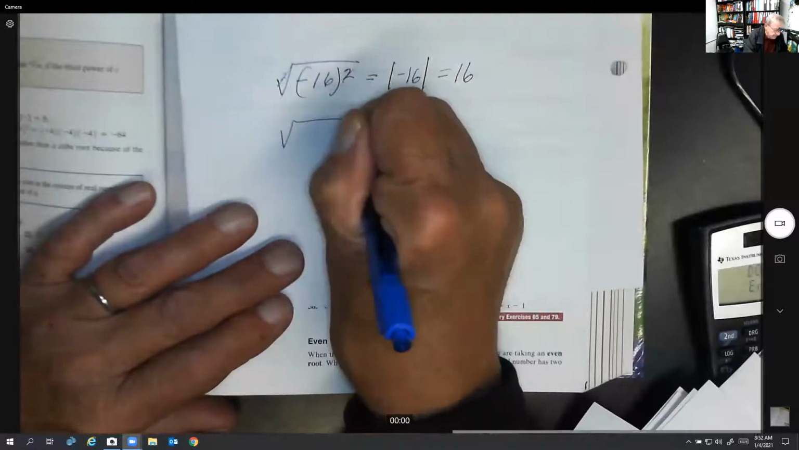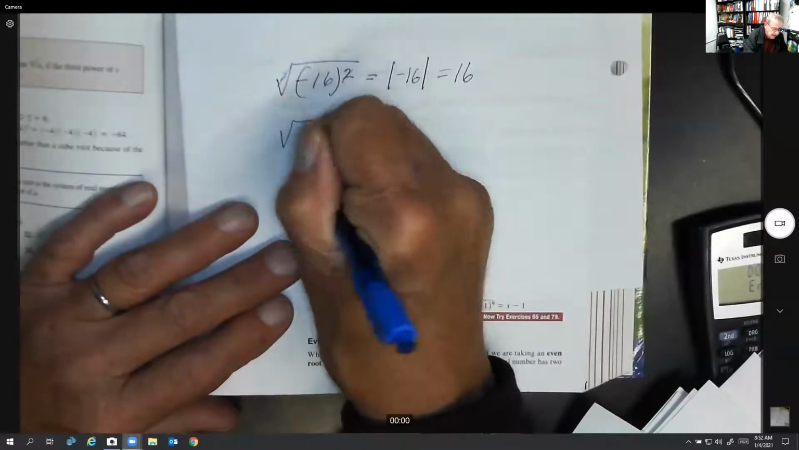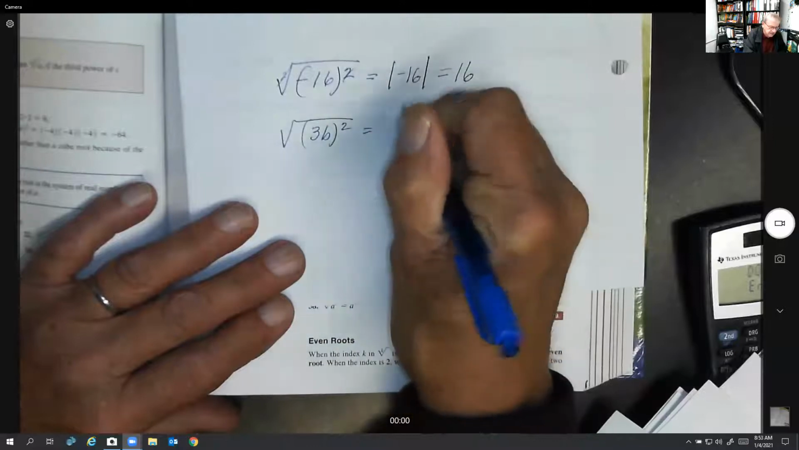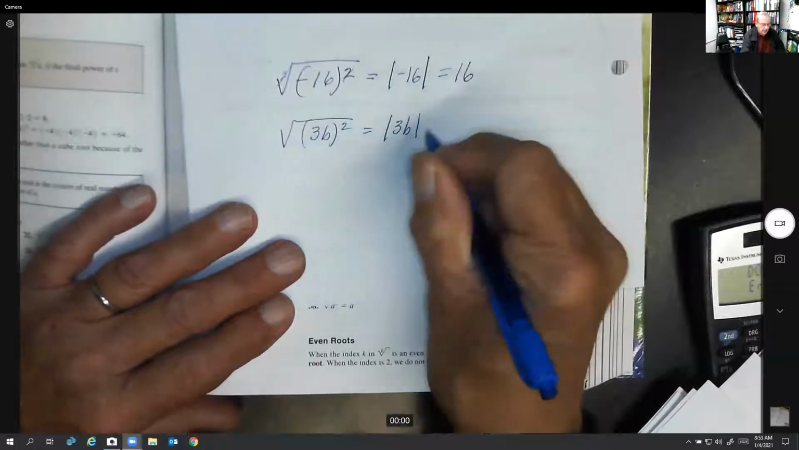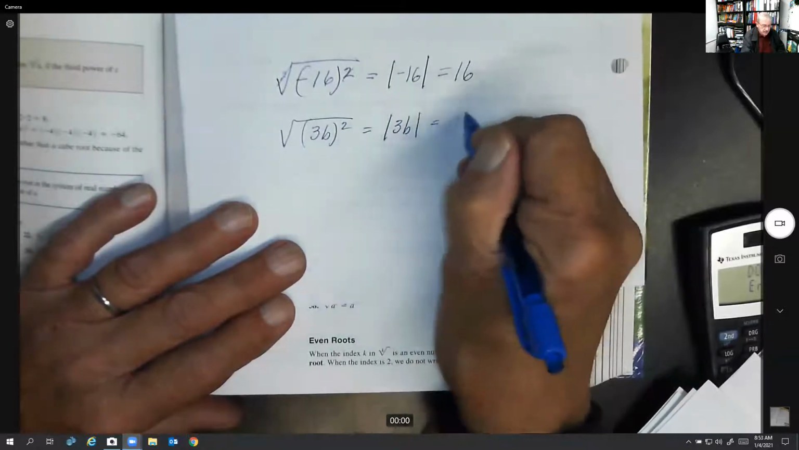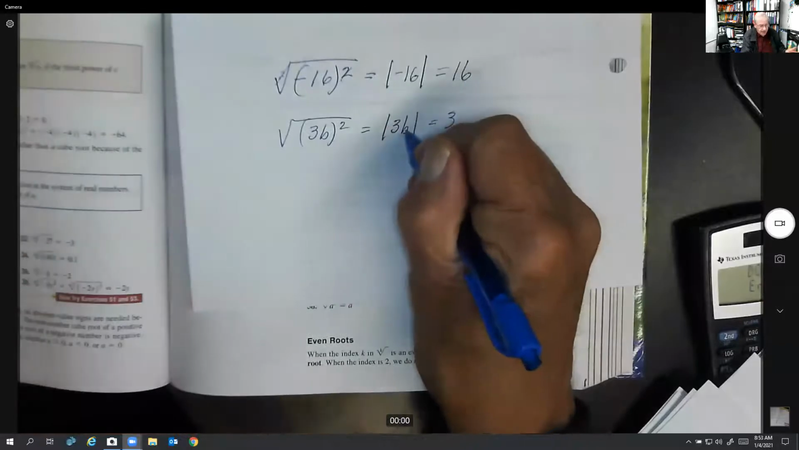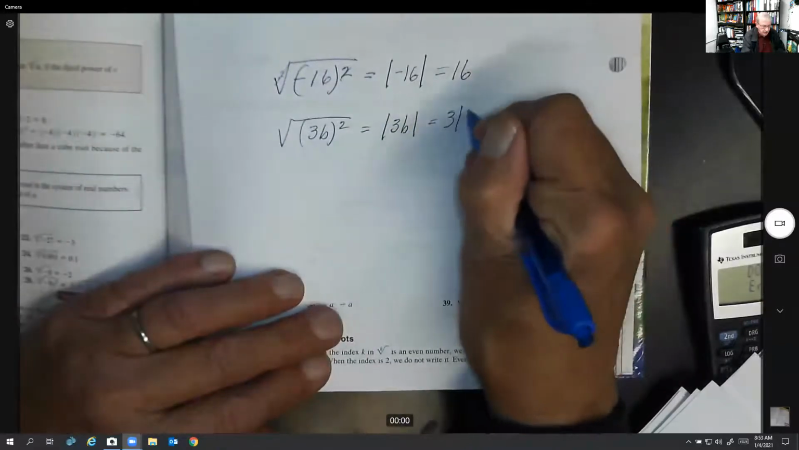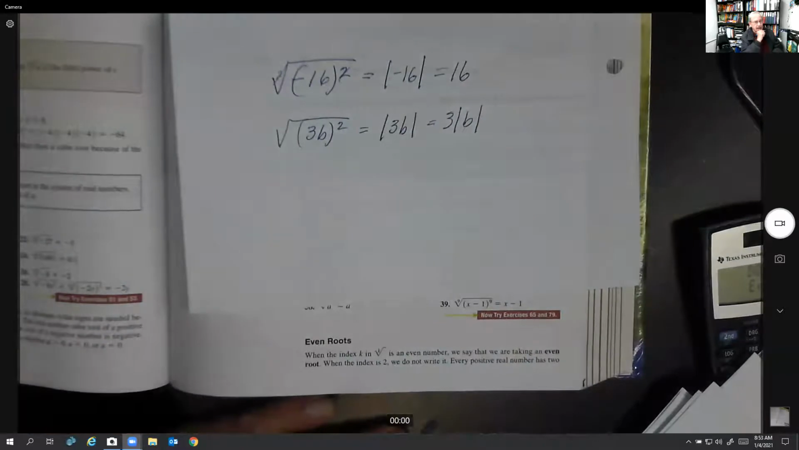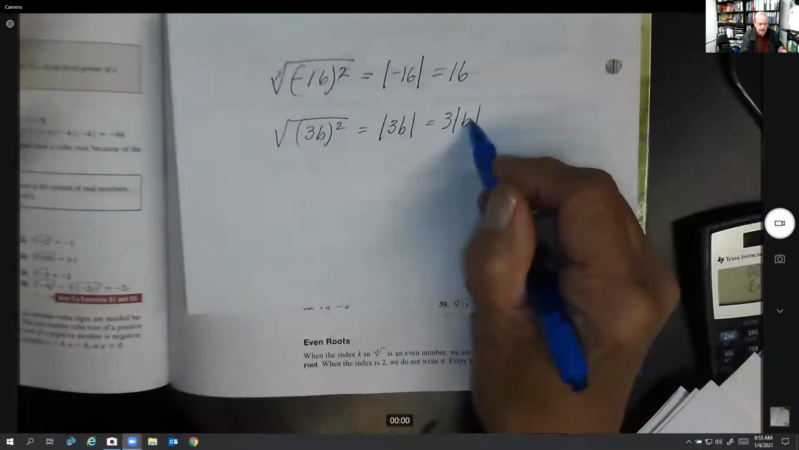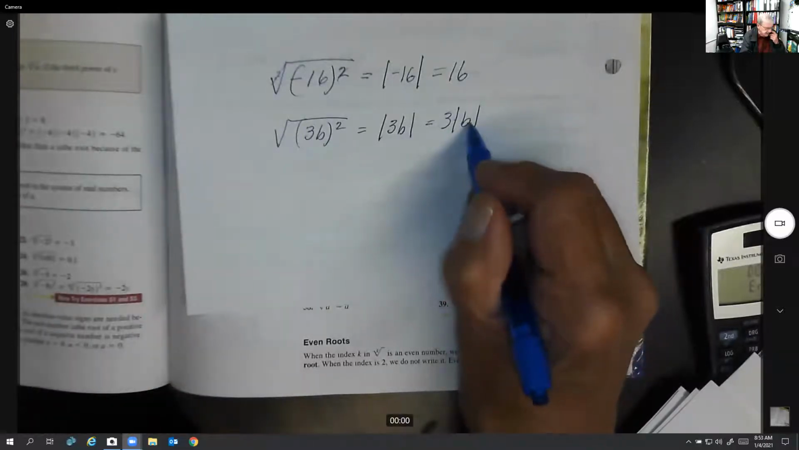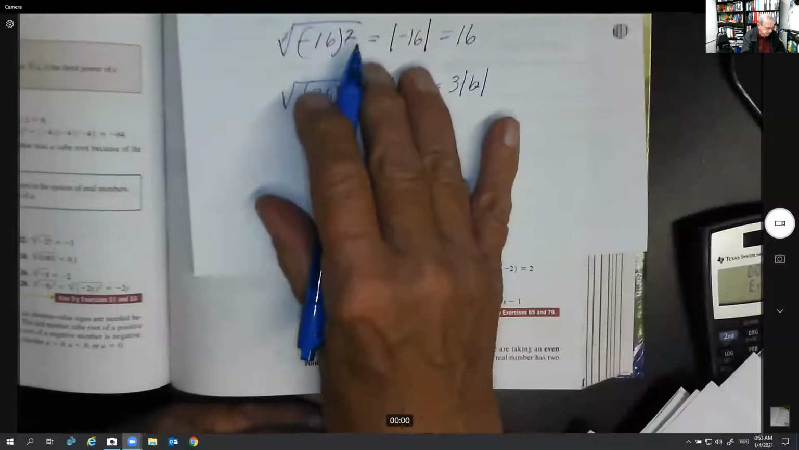If we have something like the square root of 3b squared, then the answer is really just the absolute value of 3b. Well, the absolute value of 3 is 3, but b might be a negative or a positive number. We don't know. So it's just going to be 3 times the absolute value of b. We usually, by conformity, just say it's 3b, and we assume that b is positive, but it could not be.